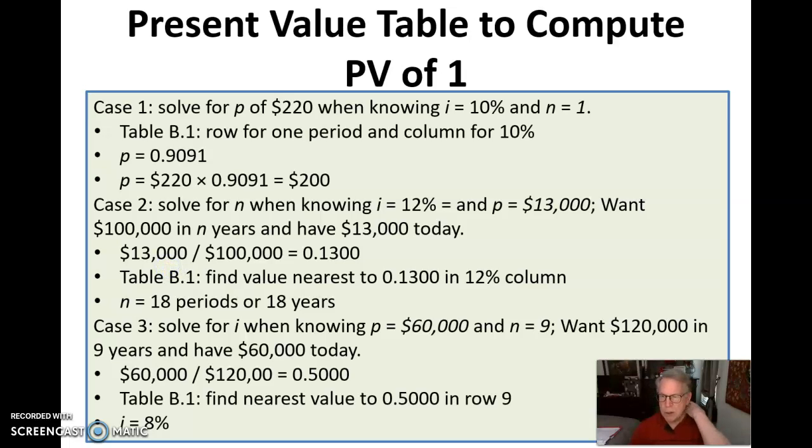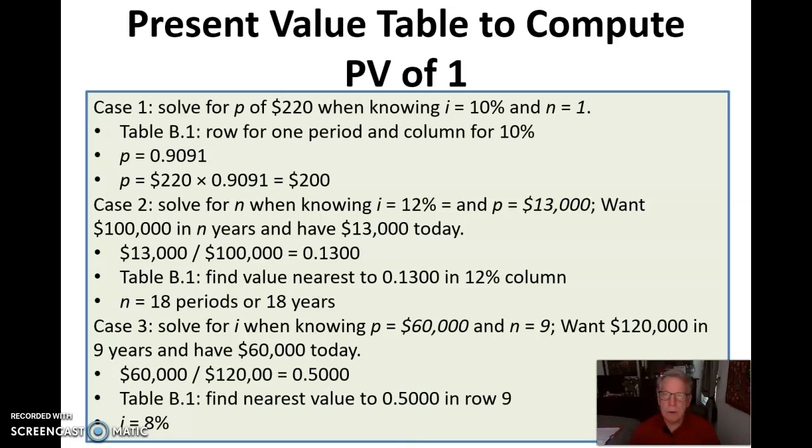All right. So in case number 3 here, we're going to solve for the interest rate knowing the present value is 60,000 and the number of periods is 9. You want 120,000 in 9 years and you have 60,000 today. So what does that get you? And you can find the nearest value to 50% here, 0.50 in row 9, interest 8%.